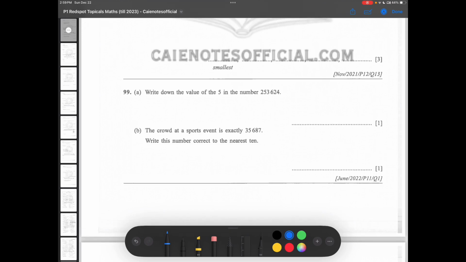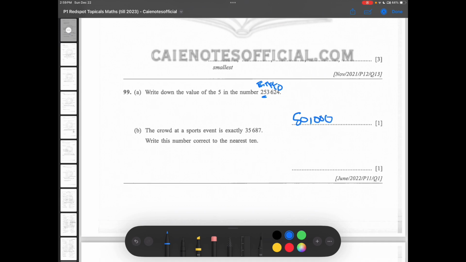Okay, let's do this. Question number 99. It says write down the value of the 5 in the number 253624. So the 5 is over here. And if I start from 4, this is ones, then tens, hundreds, thousands, and 10,000. So 5 is in the 10,000 place. So the value of 5 is 50,000 in this number.